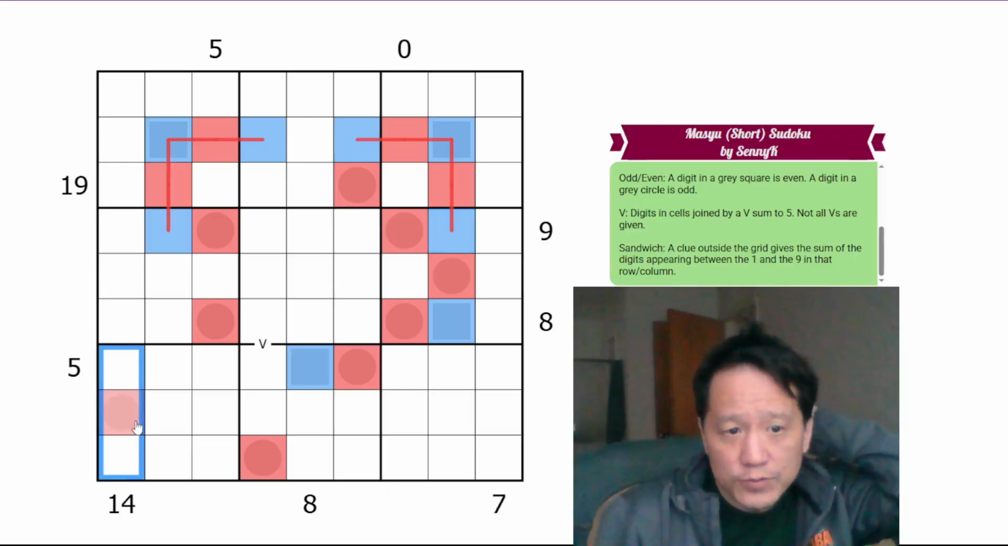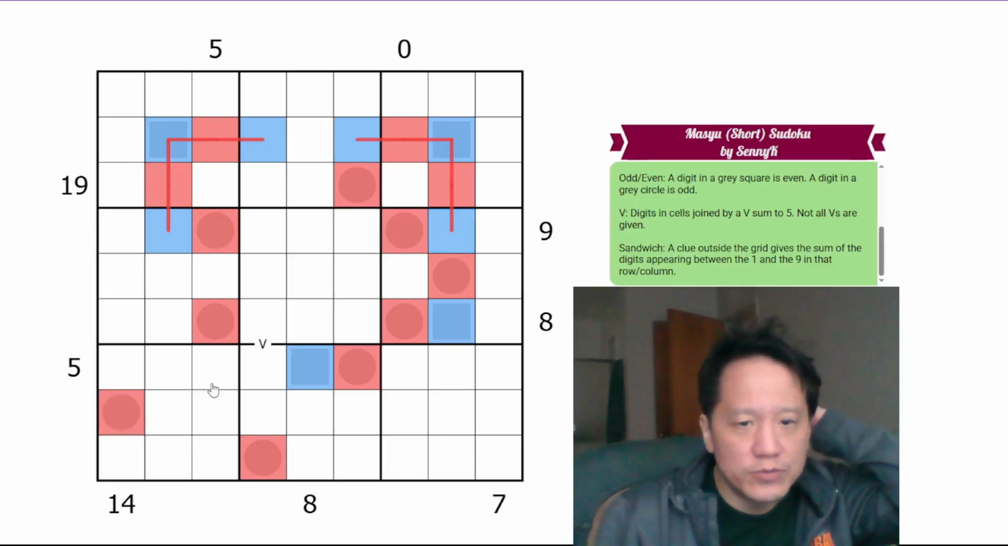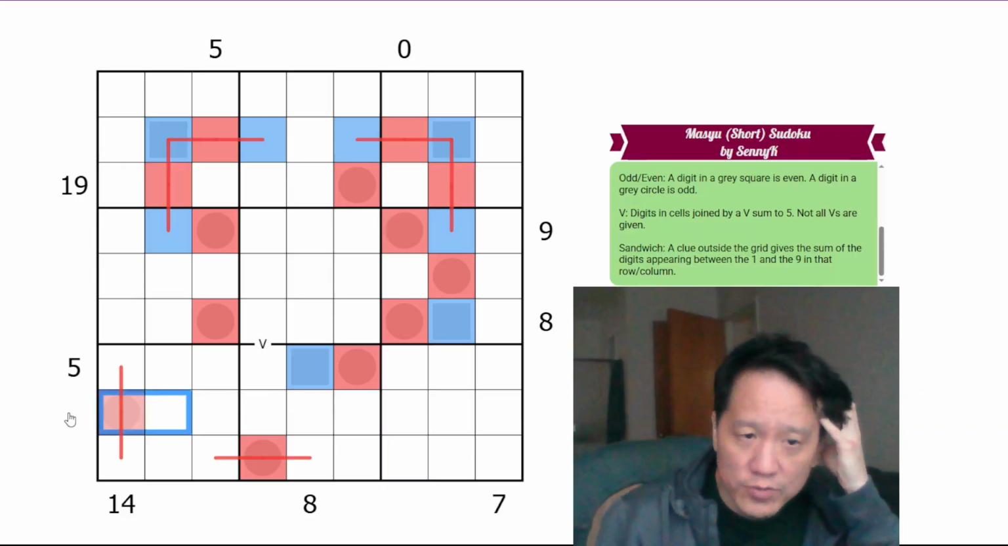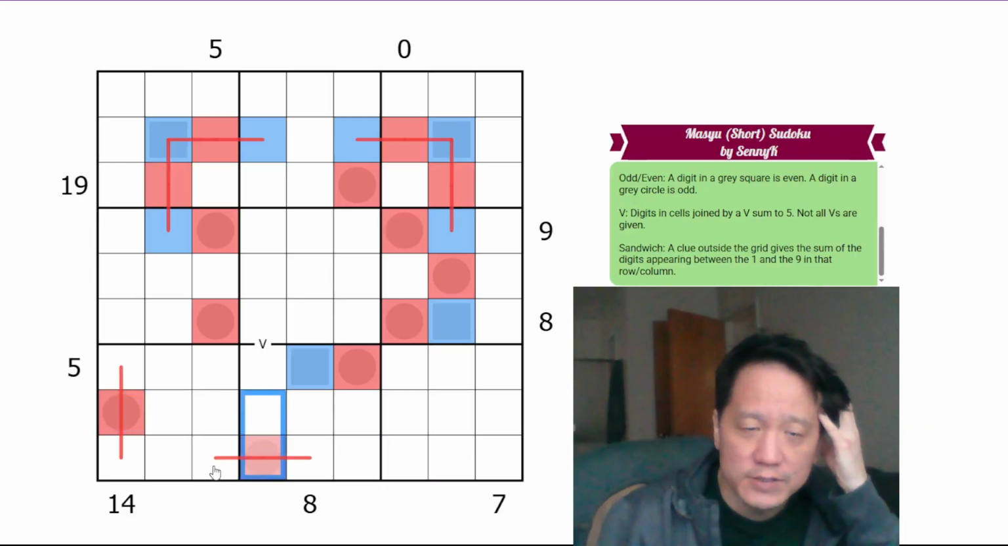Through this line, you'll always guarantee that the circle goes this way and the circle goes this way, because there's no other way to go straight through going this way or this way, right? These are on the edge of the grid. So these must be even.